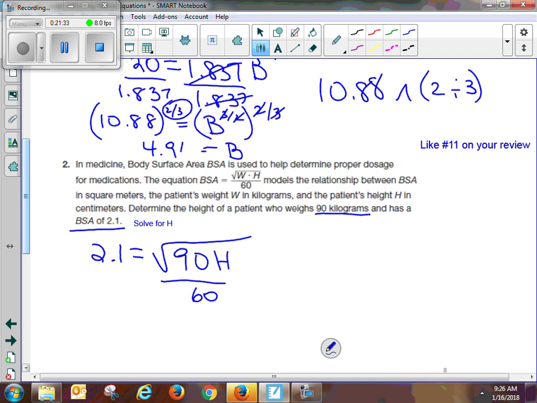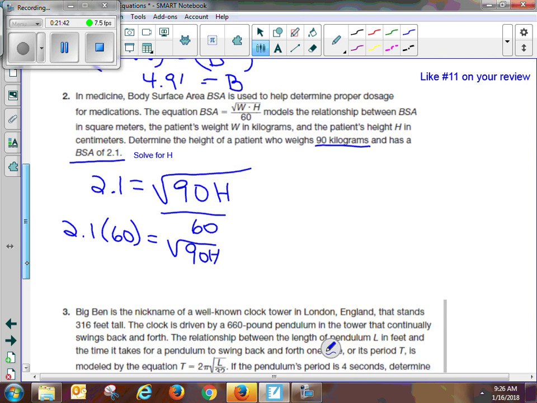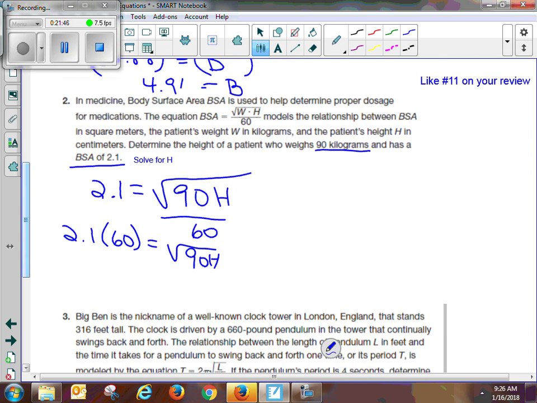What would you do next? Good. I would multiply. I would keep this going in the calculator. What would you do next? And last.